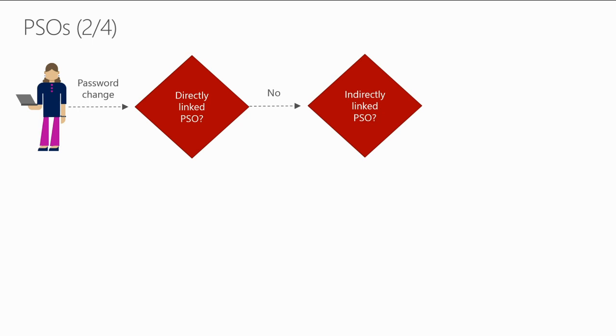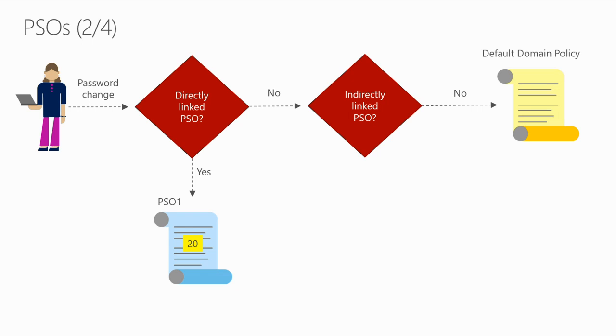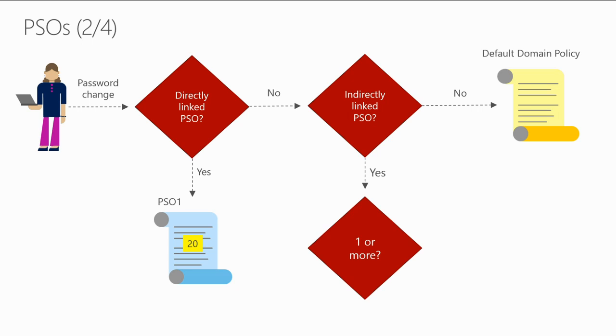If there's no directly linked PSO, you look if there's an indirectly linked PSO. That's one that applies to a group that the user is a member of. If neither of those is true, you get the default domain policy. Okay. Well, let's say that you do have a directly linked PSO. It is PSO1. That's the PSO you get. End of story. If you have a direct and indirect link, the direct wins.